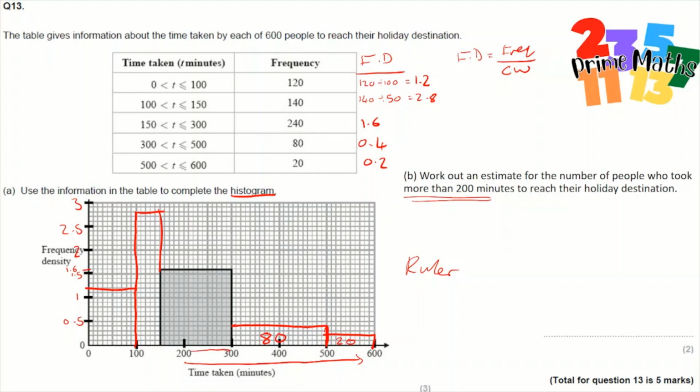We can do this by working out the area of the bar, or we can see that from 200 to 300 is going to be 2/3 of that area of 240, and 2/3 of 240 is 160. So putting those together, 160, 80 and 20 gives us 260 people.